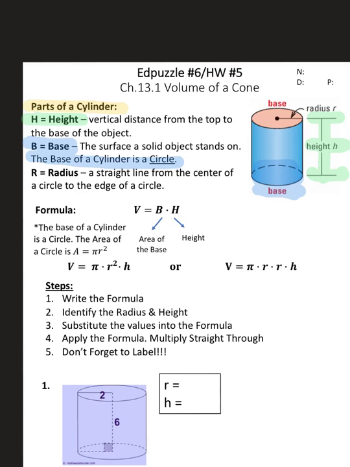As you can tell, some bases are different shapes, so we need to know that the base of a cylinder is a circle. The last thing is the radius, which you have seen before in Math 7. It is a straight line from the center to the edge of a circle. Here's your radius, from the center to the edge. You need to be familiar with the height, the base, and the radius, because moving on, we need to know the formula.